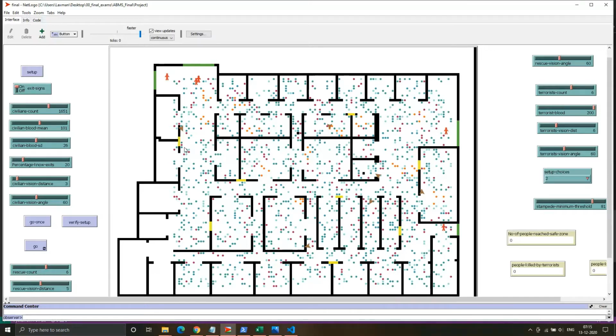The terrorist function is simple: try to kill as many people as possible. The terrorists will simply see a civilian, go to the civilian, chase them and kill them while avoiding obstacles.